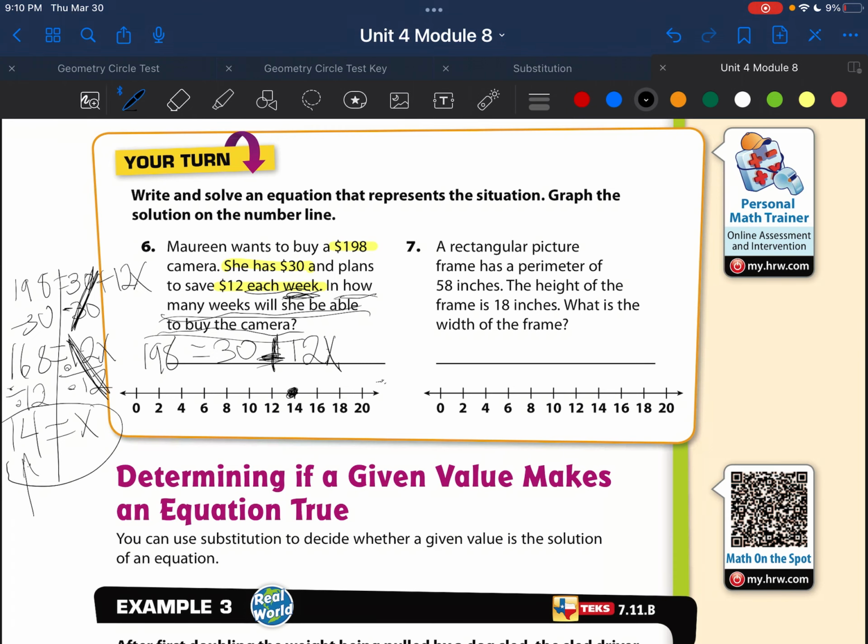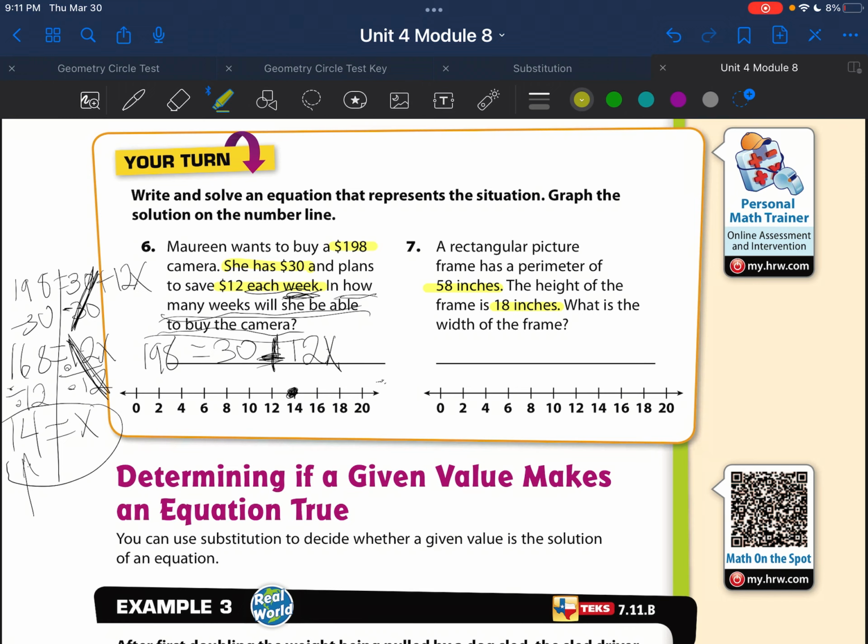All right, we're going to go ahead and do number 7. I want you to read through number 7 by yourself. Teacher, if you could please pause this for them to read it by themselves. Awesome.